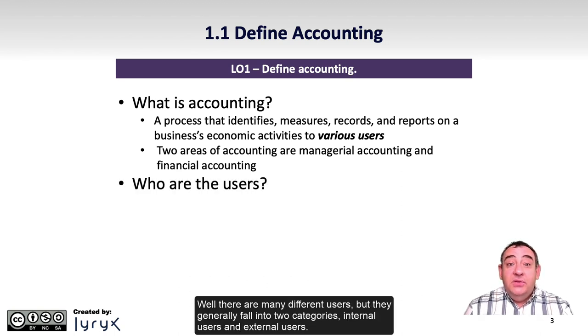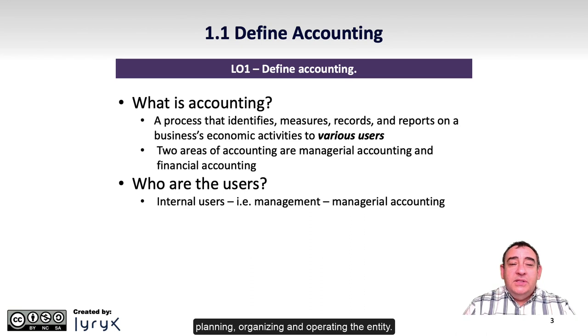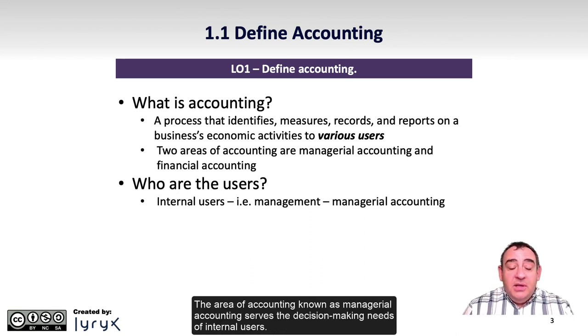Well, there are many different users, but they generally fall into two categories: internal users and external users. Internal users of accounting information work for the organization and are responsible for planning, organizing, and operating the entity. The area of accounting known as managerial accounting serves the decision-making needs of internal users.